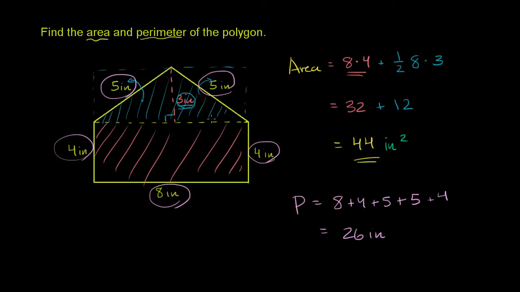It's measuring something in two-dimensional space, so you get a two-dimensional unit. This is a one-dimensional measurement. It's only asking you essentially how long a string would have to be to go around this thing. And so that's why you get one-dimensional units.